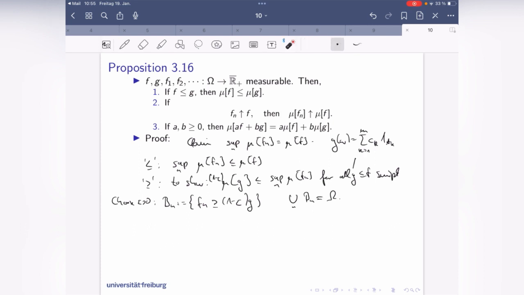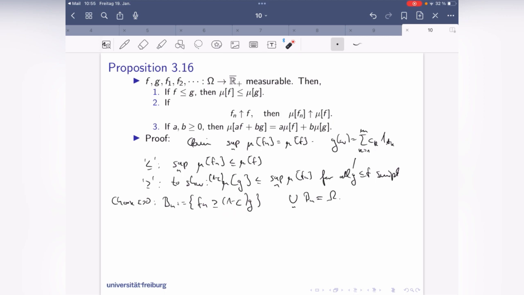That's clear, I think, because, well, assume there is a point in omega which is not in the union of the Bn's here. That would mean that Fn is smaller than (1 minus epsilon) g for all n. But then Fn cannot converge to something which is bigger than g, because it always stays below (1 minus epsilon) g.